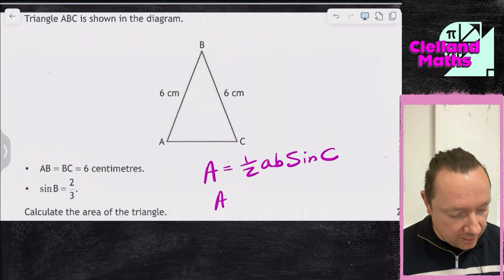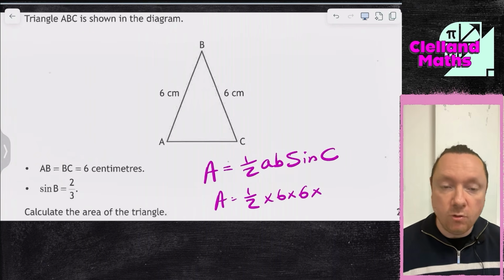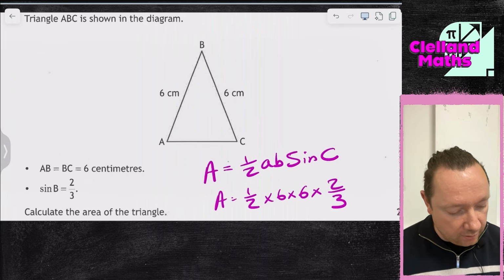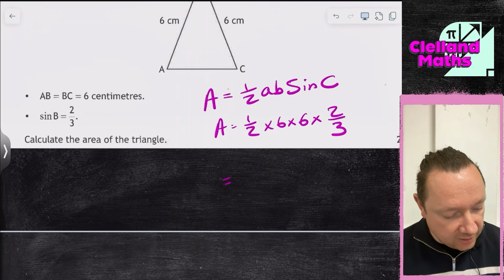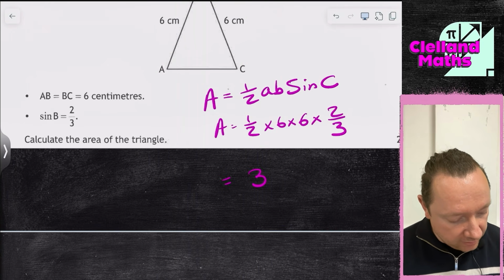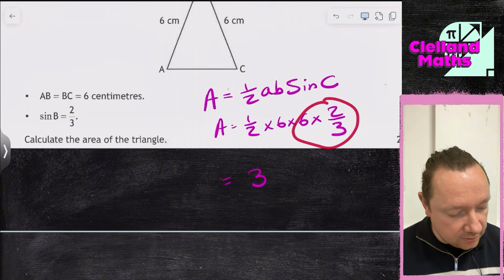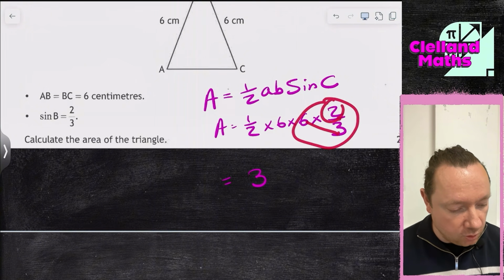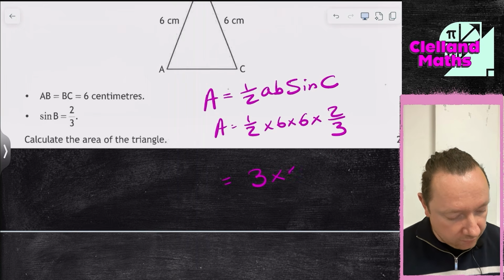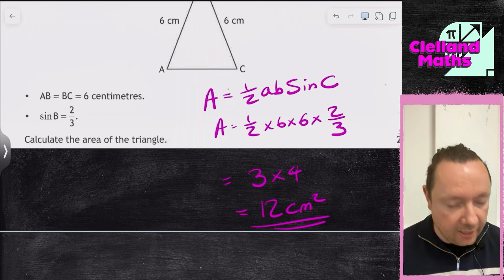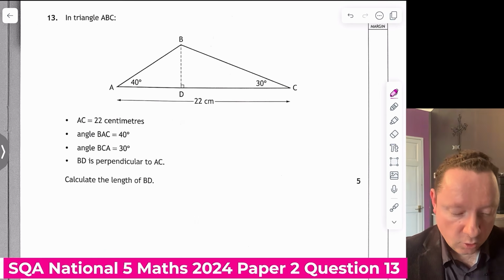So the area is a half times 6 times 6. And it tells you the sine of the angle, so I just write 2/3, because it's non-calculator. A half of 6 is 3. And then I can do 2/3 of 6. 6 divided by 3 is 2, times 2 is 4. So I get 3 times 4, which is 12 centimetres squared for the area. And we're done there. 24, paper 2, question 13.